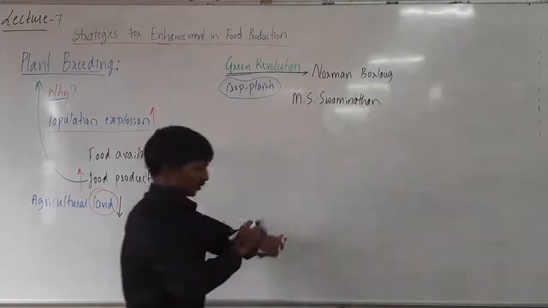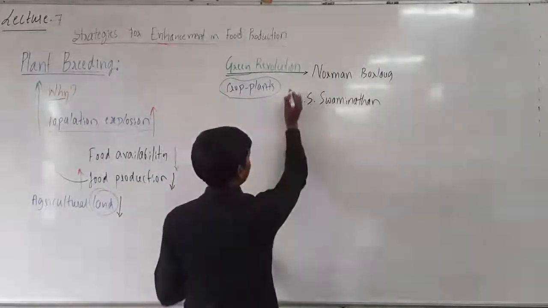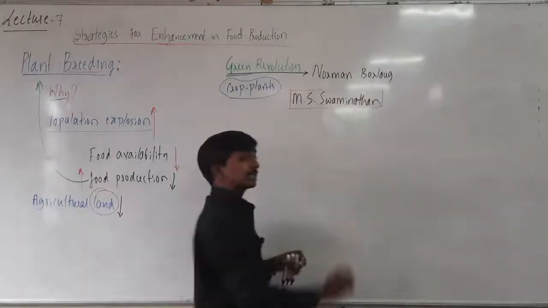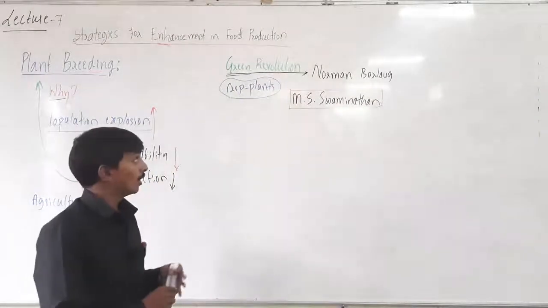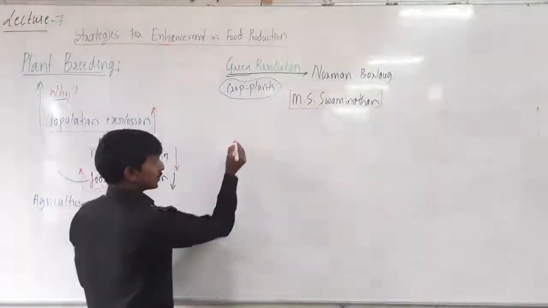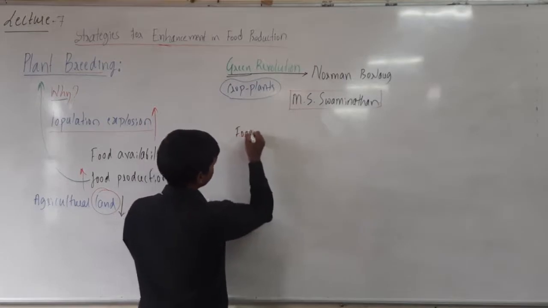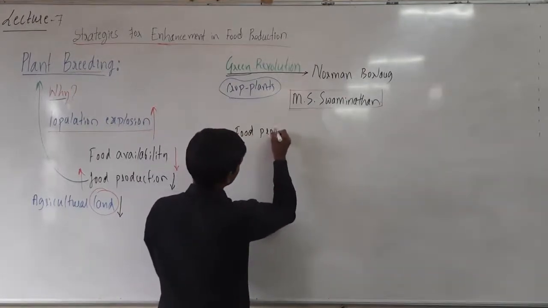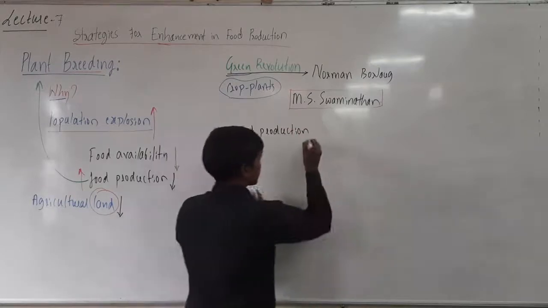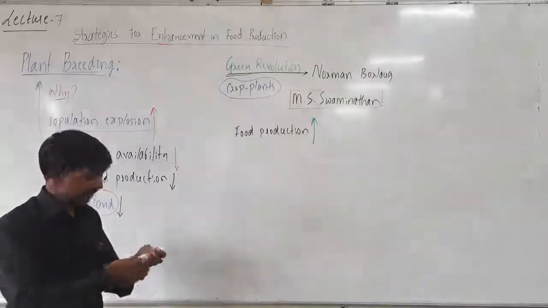M.S. Swaminathan is the father of Green Revolution in India. Right. So, what is the aim of this Green Revolution? What is the motto of this Green Revolution? Just to increase the food production. The food production must be increased. How is it to be increased?